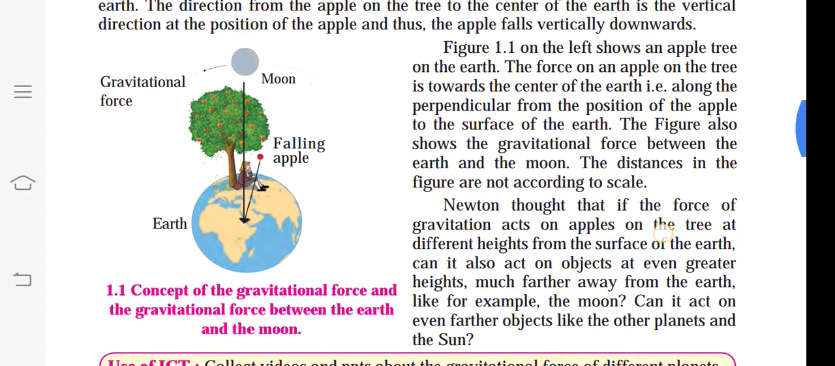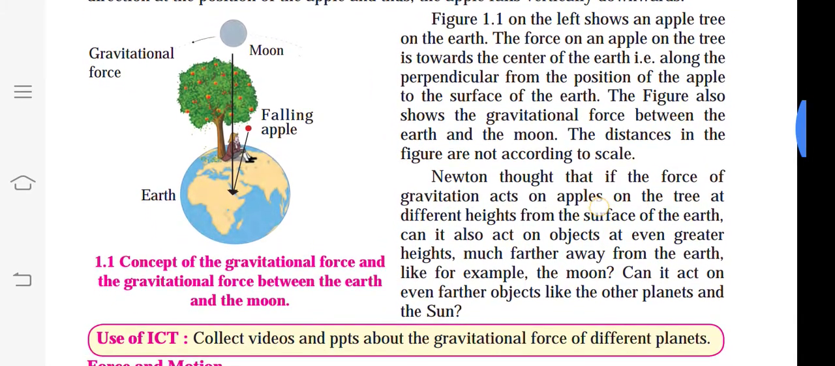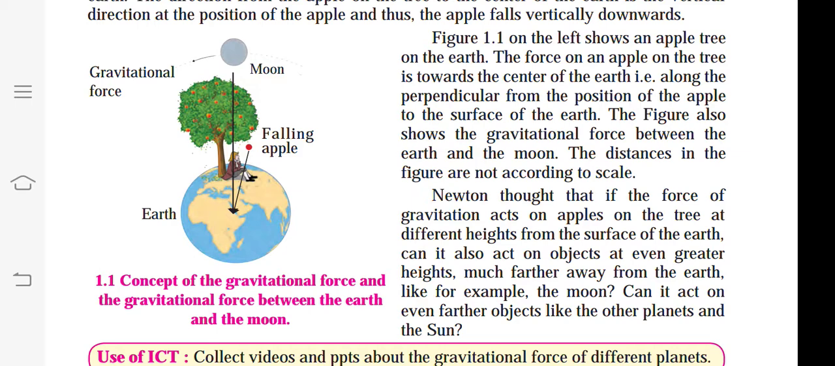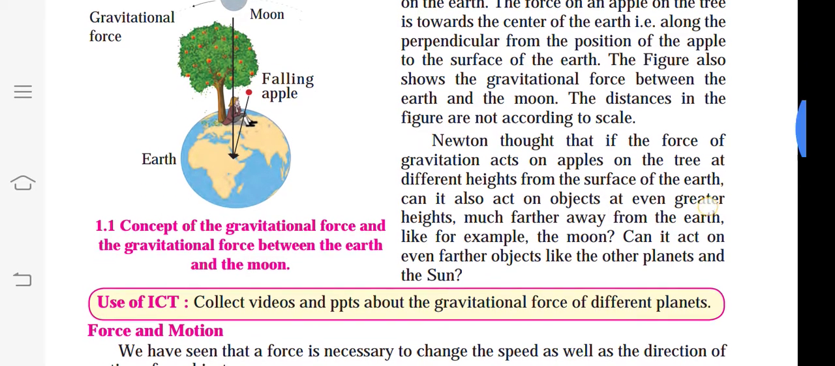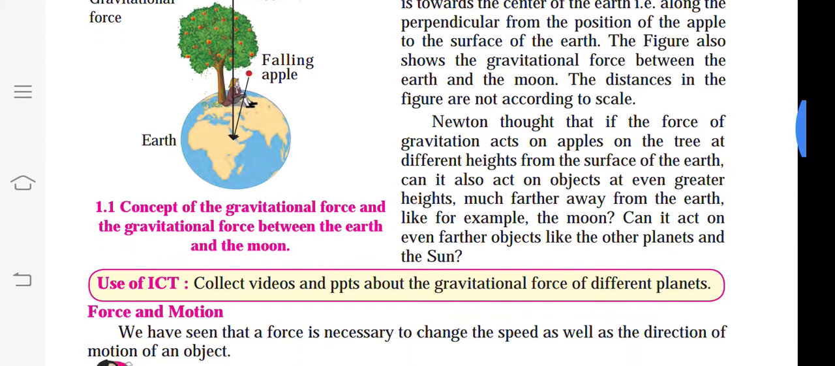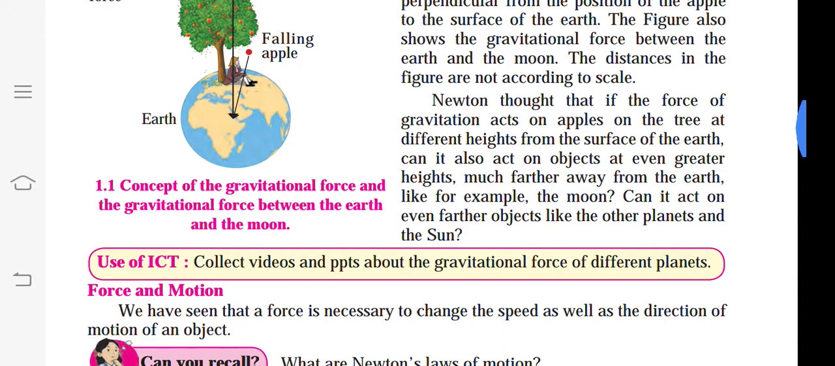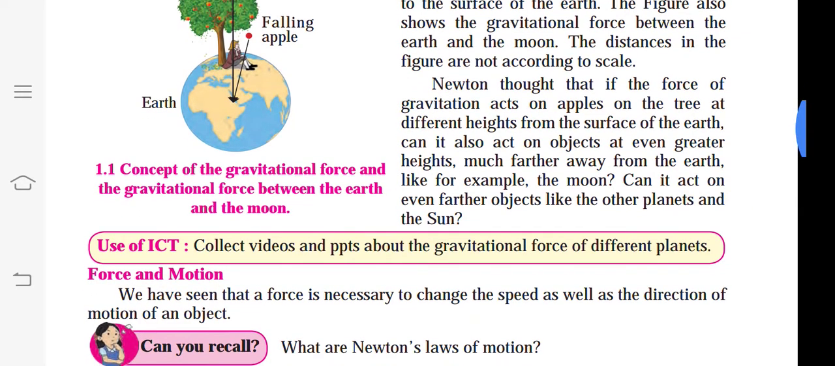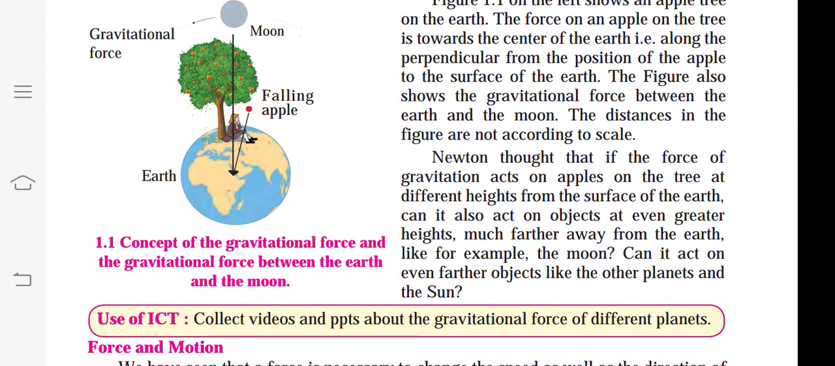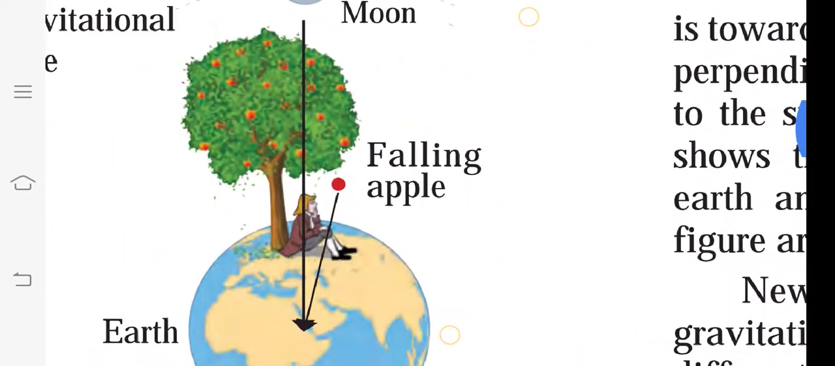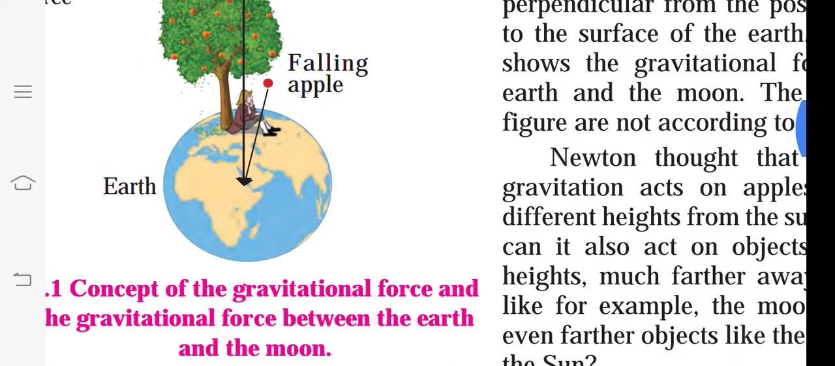Okay, got it? Now next concept, figure 1.1. On the left it shows an apple tree on the earth. The force on the apple on the tree is toward the center of the earth, along the perpendicular from the position of the apple to the surface of the earth. The figure also shows the gravitational force between the earth and the moon. The distances in the figure are not according to scale. Now listen, here they also mention the gravitational force between the moon and the earth, and also the apple and the earth.